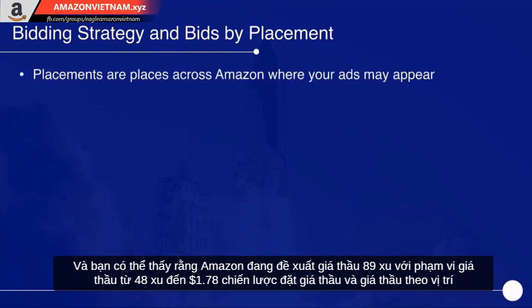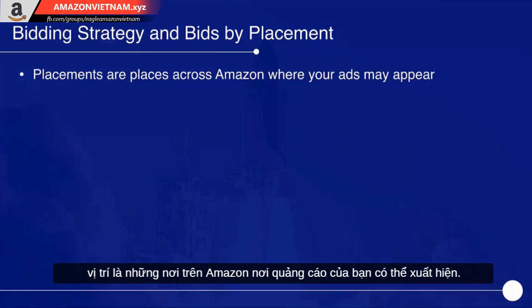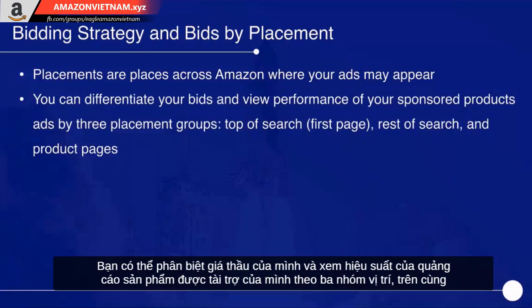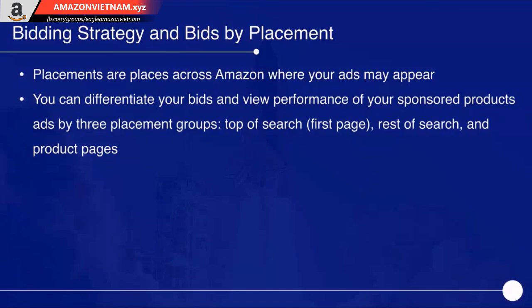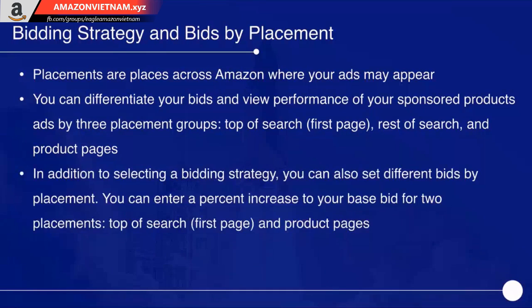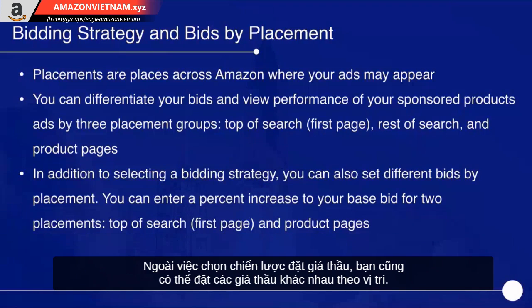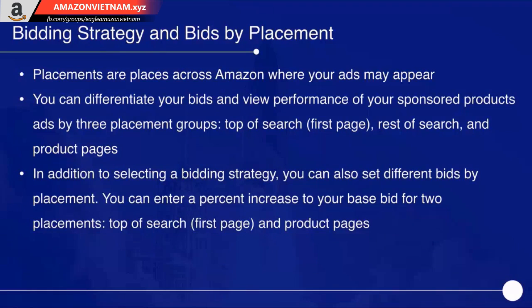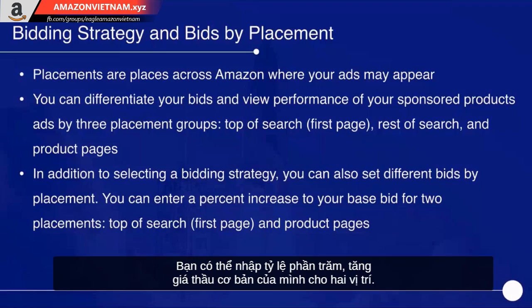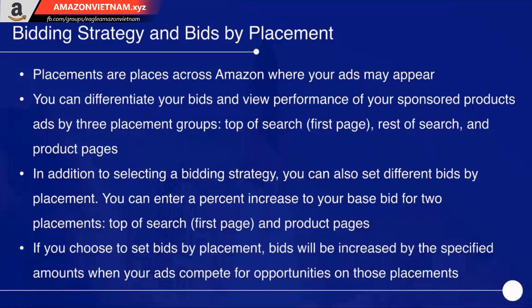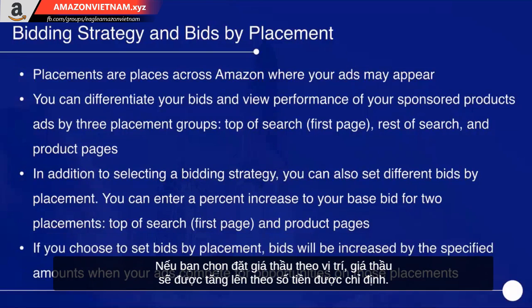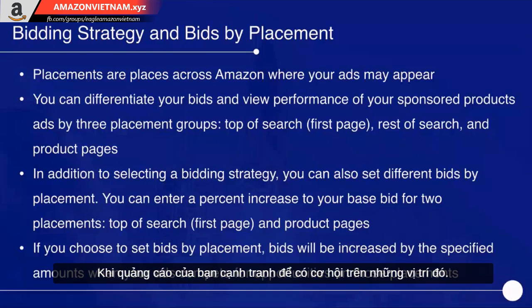Bidding strategy and bids by placement. Placements are places across Amazon where your ads may appear. You can differentiate your bids and view performance of your sponsored product ads by three placement groups: top of search, which is the first page of the search results, rest of search, and product pages. In addition to selecting a bidding strategy, you can also set different bids by placement. You can enter a percentage increase to your base bids for two placements: top of search, the first page of results, and product pages. If you choose to set bids by placement, bids will be increased by the specified amounts when your ads compete for opportunities on those placements.